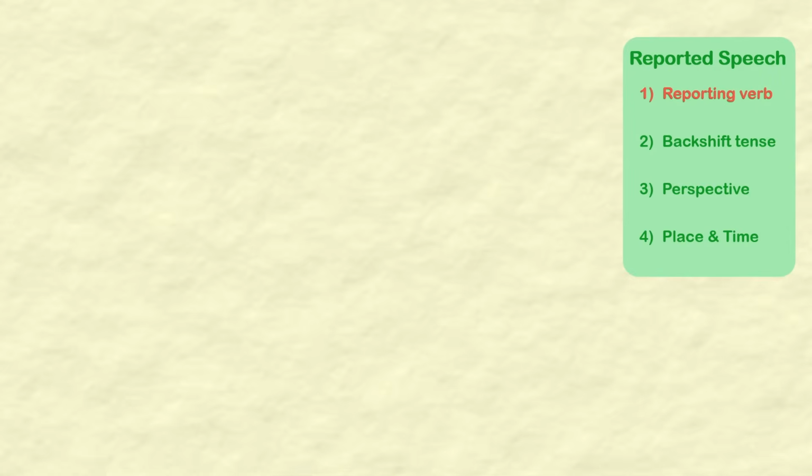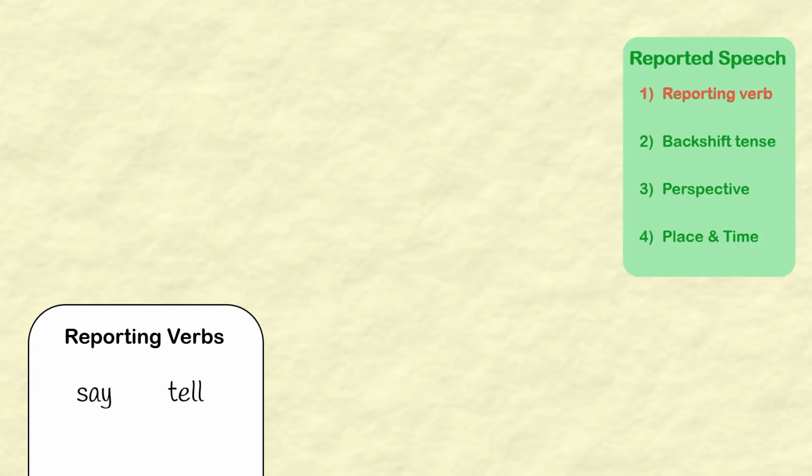Now let's have another go at changing direct speech to reported speech. This time, we'll use the reporting verb tell. The structure is a little different when we use tell. Because tell is a transitive verb, it needs a direct object to indicate who is being told.